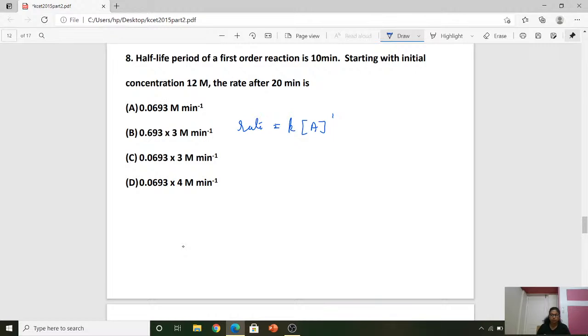So you need to know what K is. If you know K, then we can calculate. So let us first see what K is. Since half-life period is given, K is equal to 0.693 by T half. So that will be 0.693 and the T half is 10 minutes. That means 0.0693 minute inverse. This will be the K value. Now you should know the concentration of A.